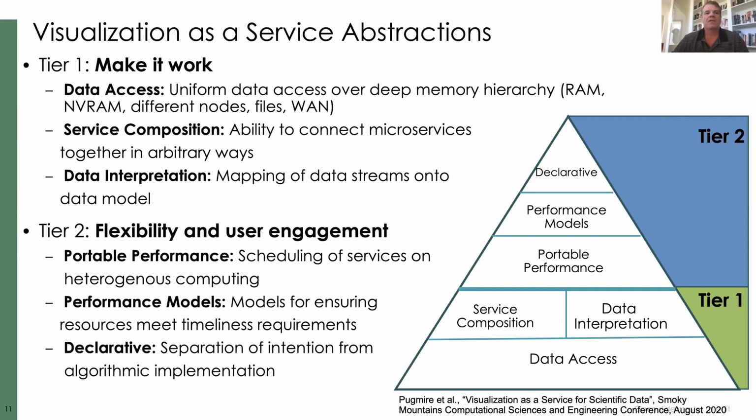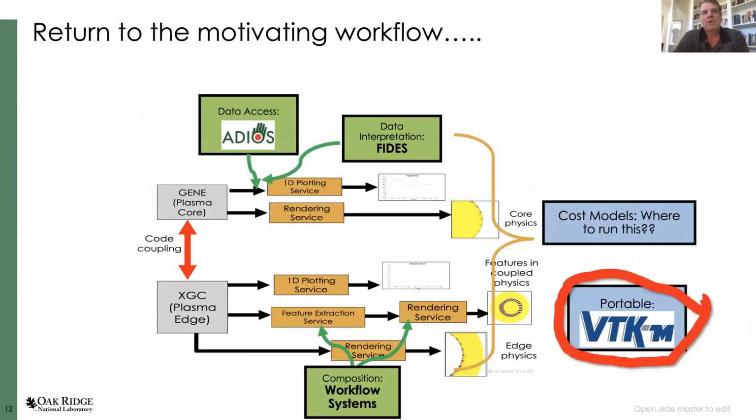And then finally, declarative, so that we can separate what the scientist wants to do from the particular algorithm that should be run. So the scientist might say, I want isosurfaces of this feature, and maybe you've got a uniform grid, and so you want to use a faster algorithm on that versus a more general purpose one. So separating these details. And so if we return back to this motivating workflow, you can see how the data access, the interpretation, and the composition abstractions fit into this. And then there are also these cost models of where these should be run, and then the portability. So I'm going to talk about the portability first.